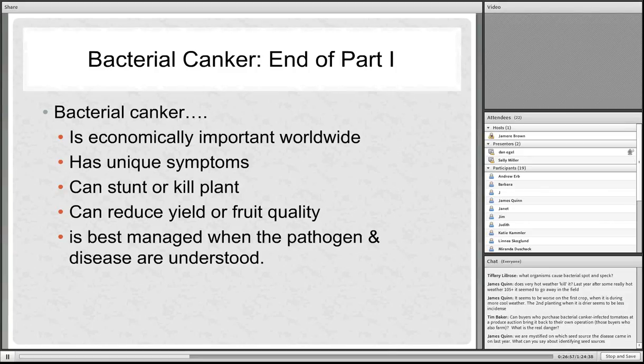I have two comments here, one by Tim Baker. Can buyers who purchase bacterial canker infected tomatoes at a produce auction bring it back to their own operation? Those buyers who also farm, what is the real danger?